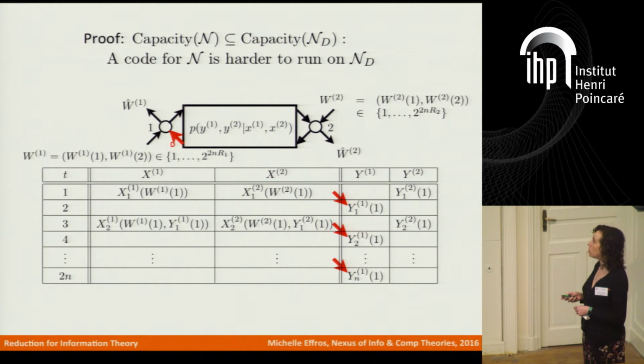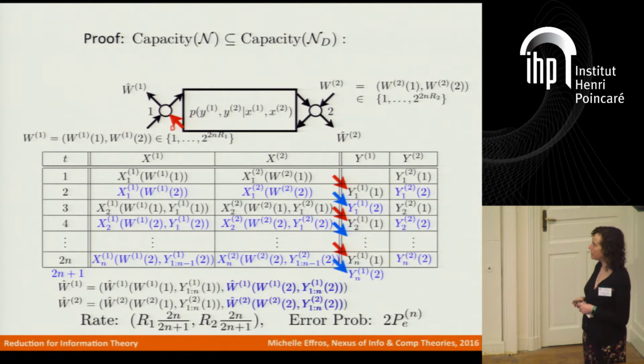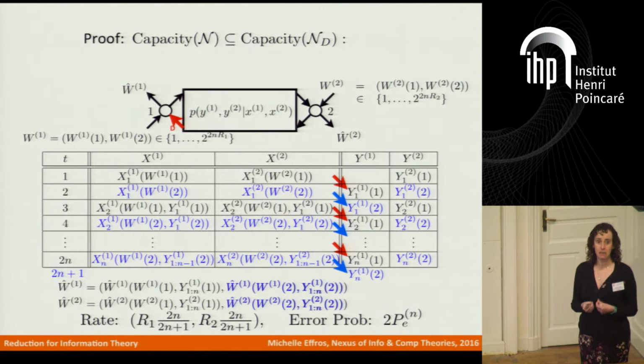And so what will we do in order to demonstrate that we can get the same rate and the same error probability asymptotically? We'll just use those even time steps to send another message. So we'll use exactly the same code, but we'll interleave its use on an independent message so that we can get the same rate, more or less, and the same error probability.